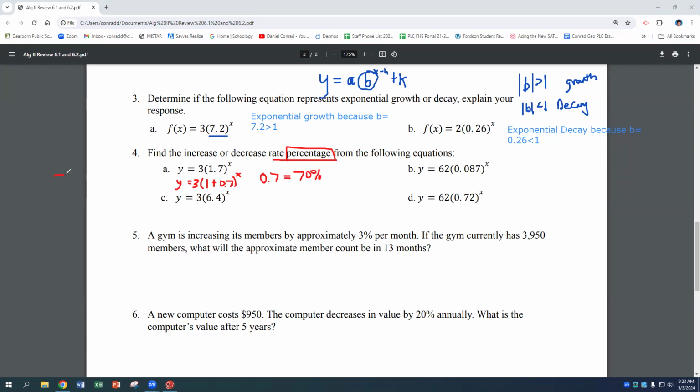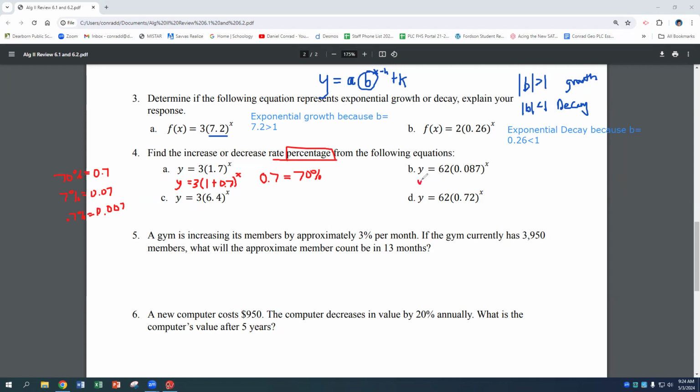Okay, remember 70% is going to be 0.7. 7% is going to be 0.07. And then 0.7% is 0.007. Got to move the decimal over 2 spots.